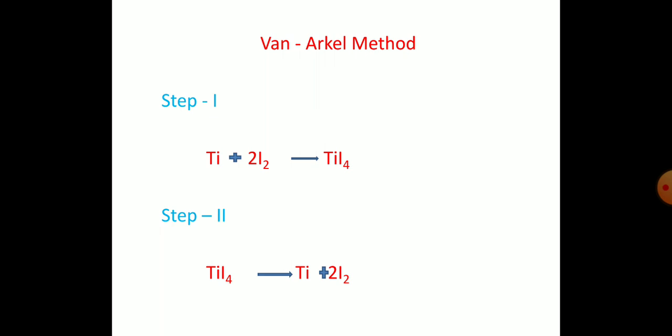In the same way, the Van Arkel method is also there. Okay, so this is the Van Arkel method. Here I have taken the example of refining of titanium. In step 1, the impure form of titanium is allowed to react with 2 molecules of iodine, Ti plus 2I2. When they react with each other, the product titanium tetraiodide, TiI4, is obtained. It is a volatile compound, and in step 2 this volatile compound, TiI4, is decomposed by applying heat. As a result, we get the titanium in a pure form. At the same time, the iodine will be expelled.